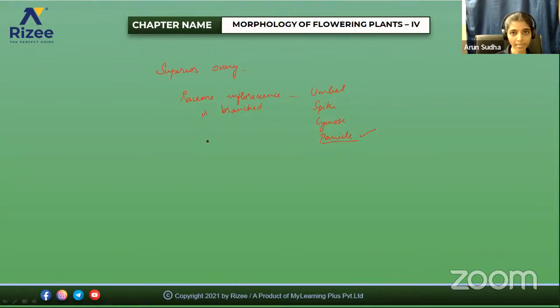Okay, the next question is clear, right? The vexillum, standard, wings, and keel in pea flowers constitute the calyx, corolla, androecium, or gynoecium. The vexillum, standard, wings, and keel constitute whether it is the calyx, corolla, androecium, or the gynoecium.